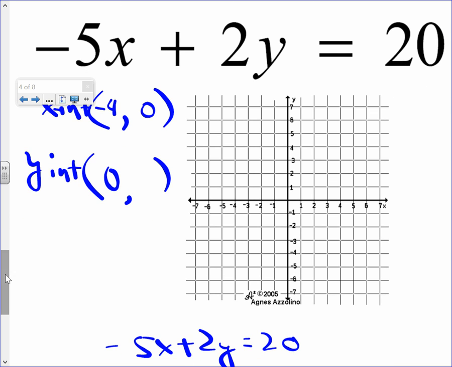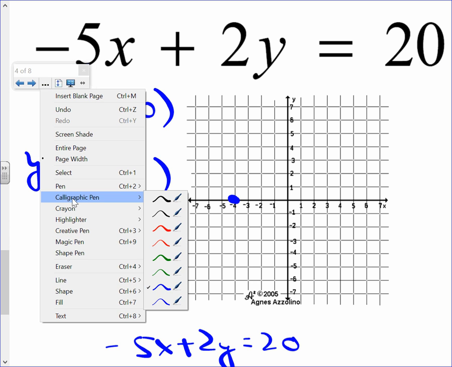Let me plot that puppy. Plot it with me. (-4, 0) is right there. That's my x-intercept. I know however the linear function looks, it's going to cross the x-axis right there, at (-4, 0). I'll put the second one in black, just like last time.